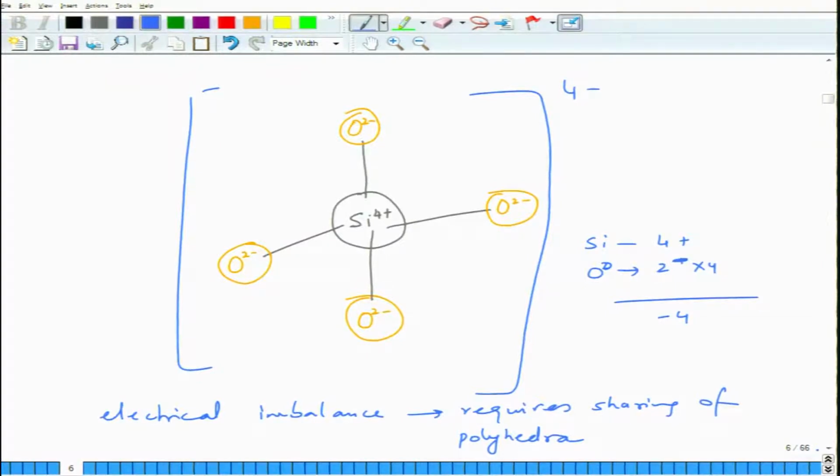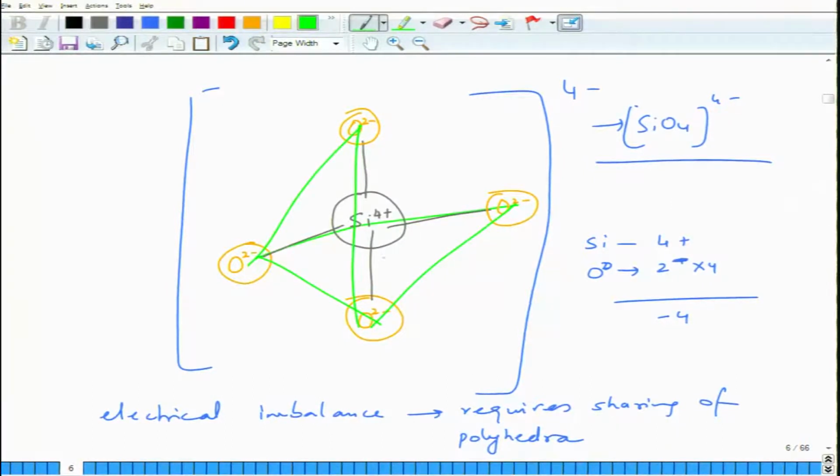You can characterize this tetrahedra as SiO4 4 minus tetrahedra. So, basically if I just make a tetrahedra, this is the tetrahedra you will have, and in between that tetrahedra you will have, this would be like this, and then you will have one here. So, this will make a bond here, bond here, bond here. At the center you will have a silicon ion.